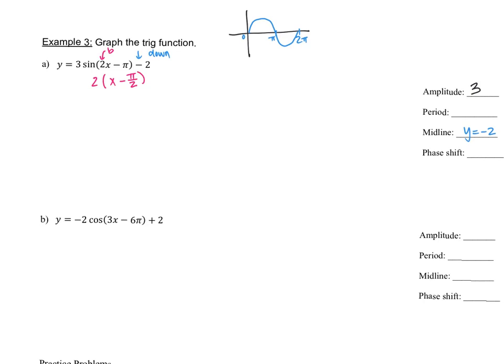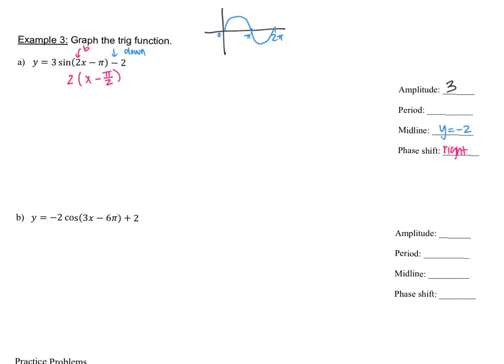Now I can see that my phase shift is a negative sign, so this goes right, and there's a pi over 2, so this goes right pi over 2. And my period is just a 2 for my B, so the period is 2 pi divided by B. My B is 2, so if I divide, the 2's cancel, so I'm just left with pi. So my period is pi.